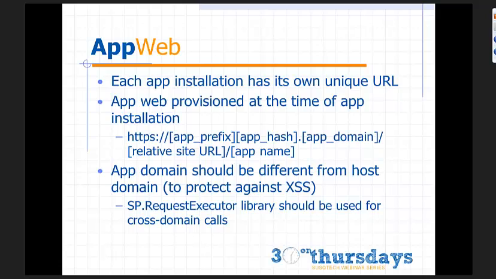So we talked about app webs and host webs. Just to talk a little bit more about the concept of an app web, each installation of an app gets its own unique URL, and it's provisioned at the time that the app is installed. There are some unique identifiers built into the URL of each app web, based on a convention with a prefix and a hash that are defined administratively through PowerShell and through central admin, the app domain, and then the relative site URL / the app name.